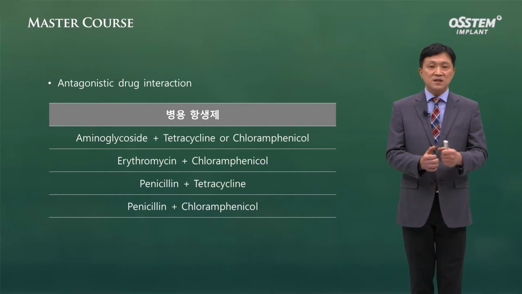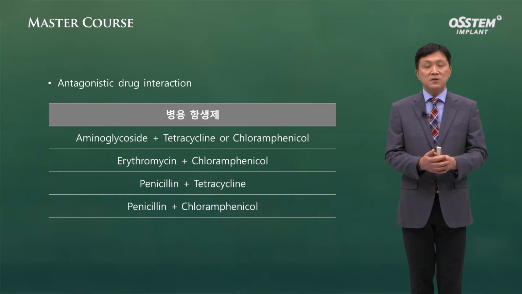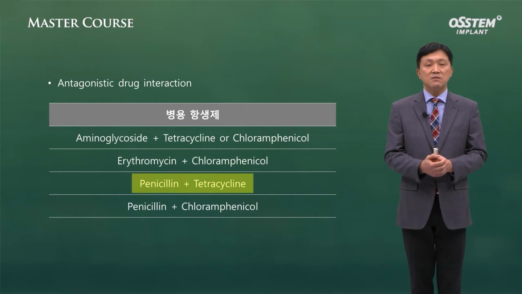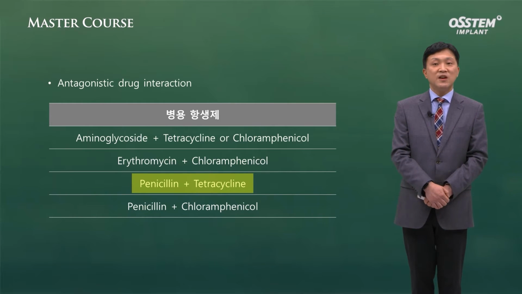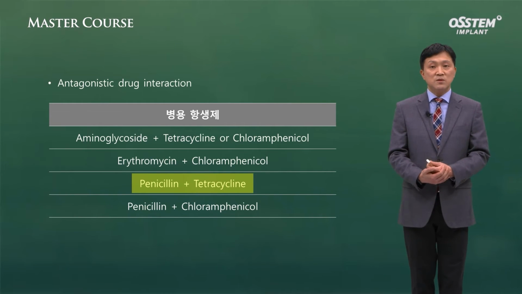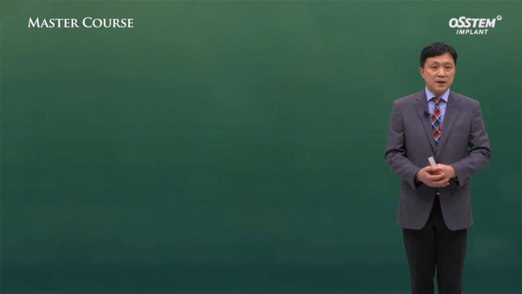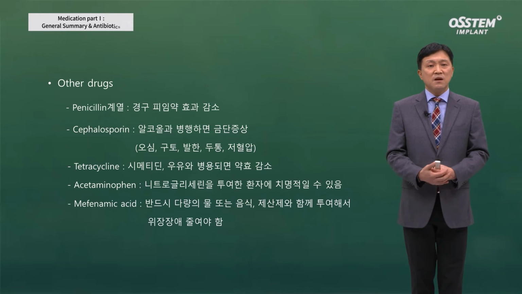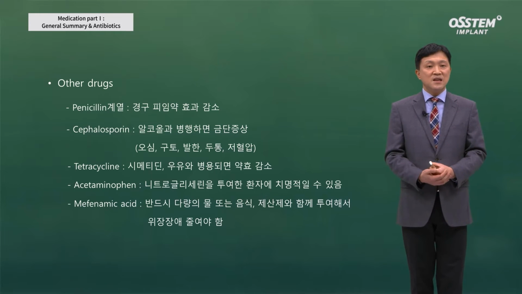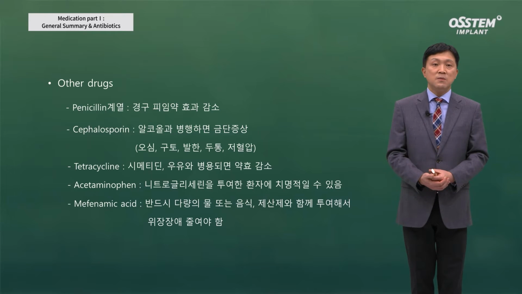Simply put, penicillin and tetracycline, because penicillin has the bactericidal effect and tetracycline has the bacteriostatic effect. So they should not be used together. Other drugs, if you look at the drug interaction, let's look at the representative ones. Penicillins would lower the effect of oral contraceptives.